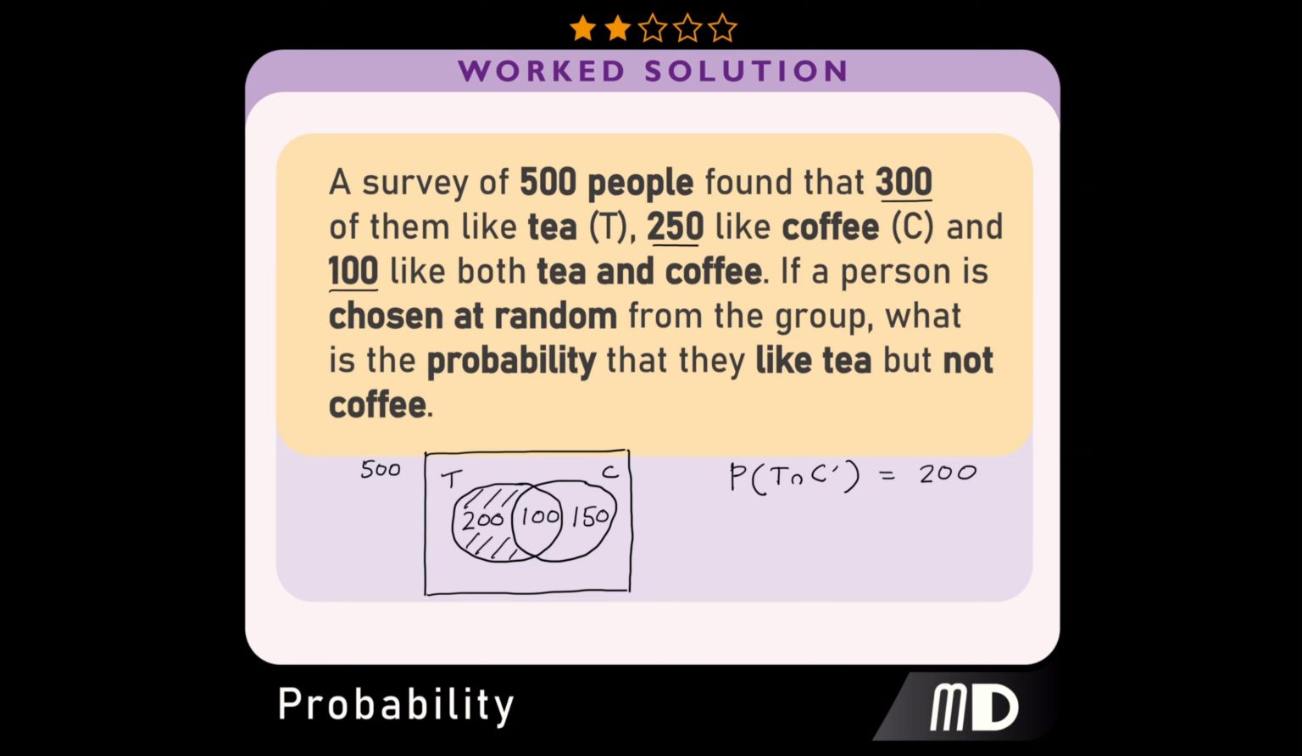The probability that somebody chosen at random likes tea but not coffee is 200 divided by 500, since the universal set is 500. This can be simplified to 2 divided by 5. So the answer to the question is 2/5.